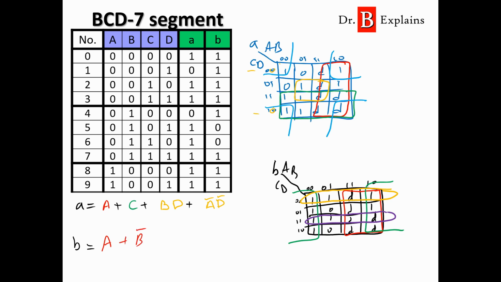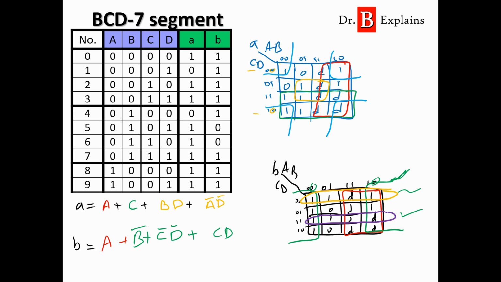Remember, this is the green. So the green, this one, what is this? This and this. So that's B naught. And then this one, yellow, C naught, D naught, and this one, C, D. So those are the cases for the A and the B.